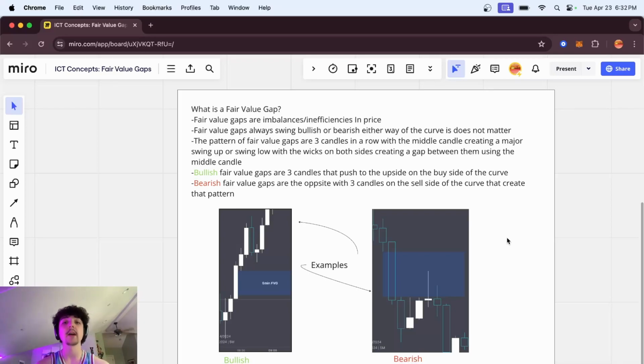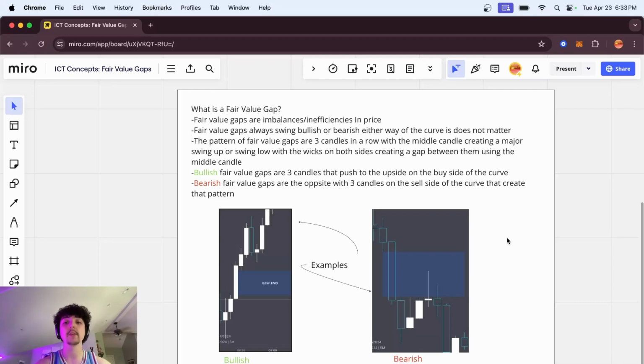The pattern of fair value gaps is 3 consecutive candles in a row, with a middle candle creating a major swing up or swing low, with the wicks on both sides creating a gap in between them using the middle candle. A bullish fair value gap is 3 candles that push to the upside on the buy side of the curve. Bearish fair value gaps are the opposite, with 3 candles on the sell side of the curve that create the pattern.